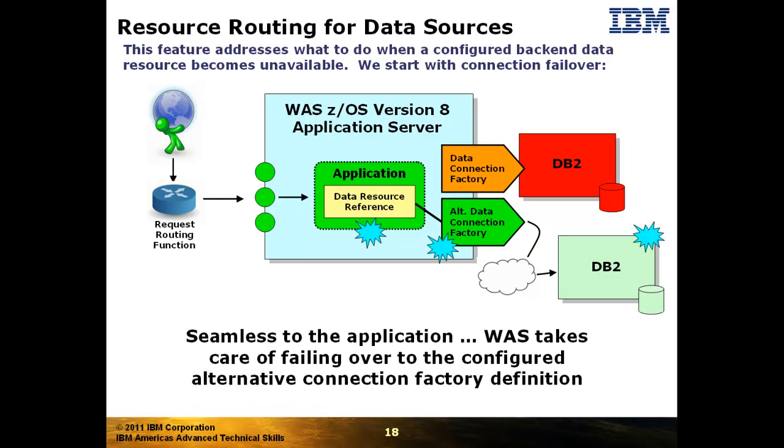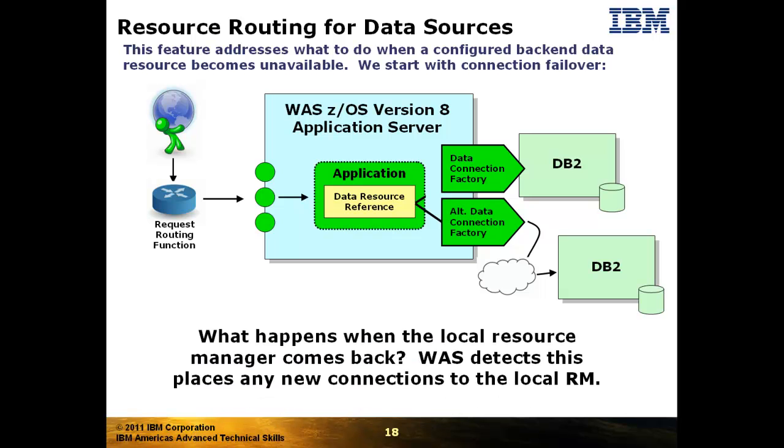But now, WAS version 8 will automatically use the defined alternative connection factory for any new connection requests that come from the application. And if the alternative connection factory is defined to use a network connection to another DB2 on another LPAR, then the application will see connectivity and have access to the data it needs. The application does not need to know about the alternative connection factory. Failover to that is what WAS version 8 provides transparently to the application.